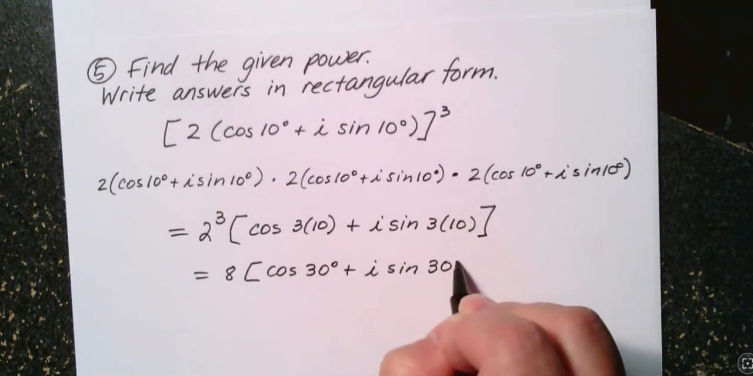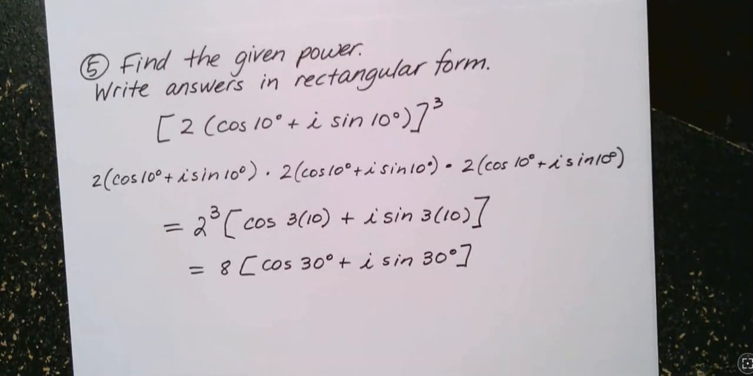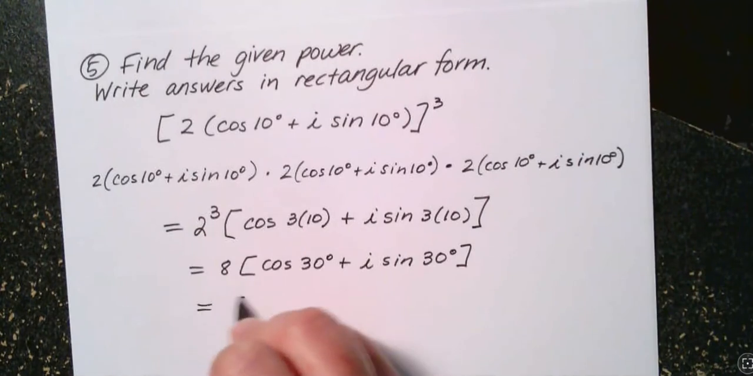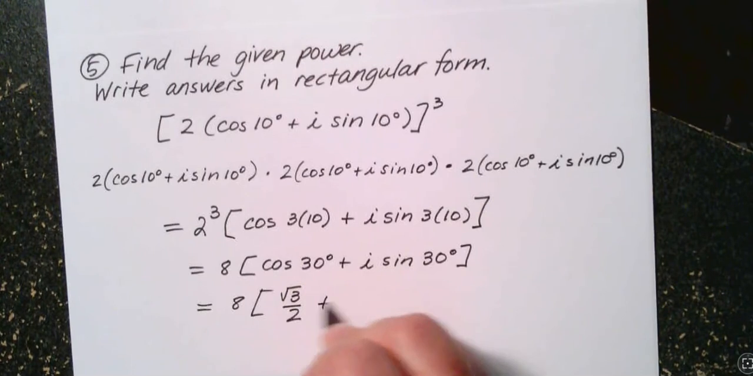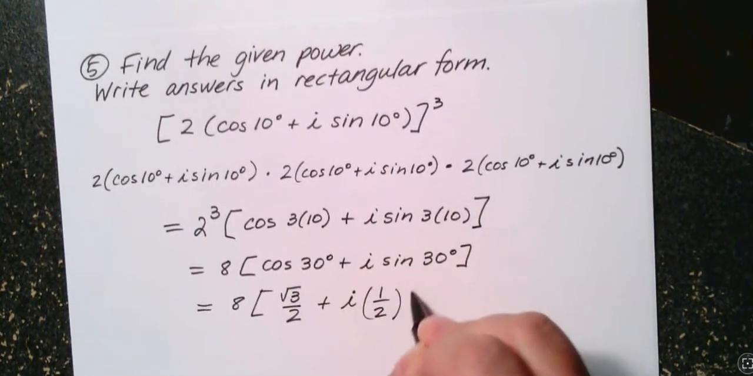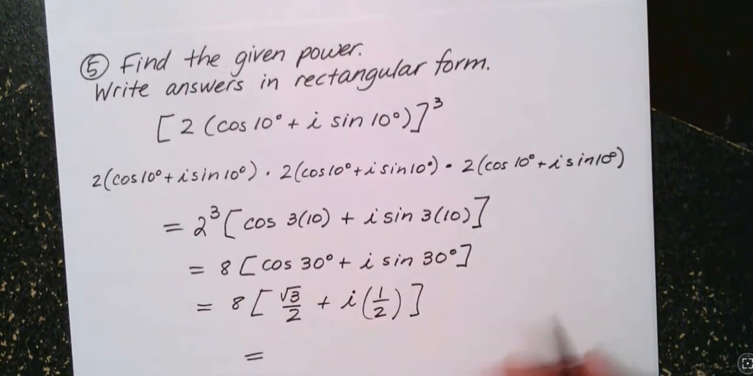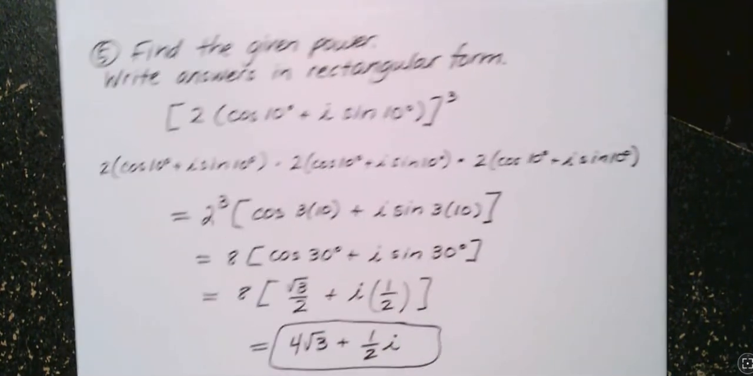And you'll notice that this one says write your answers in rectangular form, and those are unit circle values, so I know the cosine of 30. So this is 8 times square root of 3 over 2 plus I times 1/2, which is 8 times the square root of 3 over 2 is going to be 4 root 3 plus 1/2 I. And there it is in rectangular form, and that's my final answer.